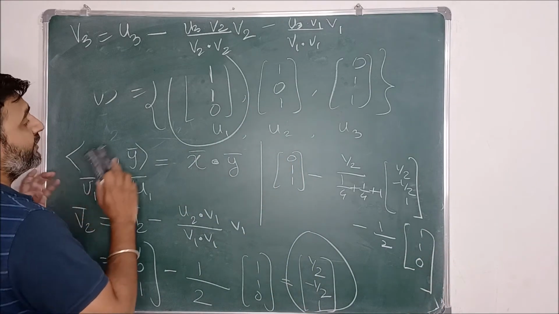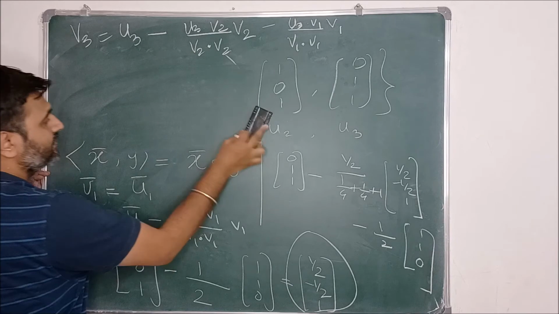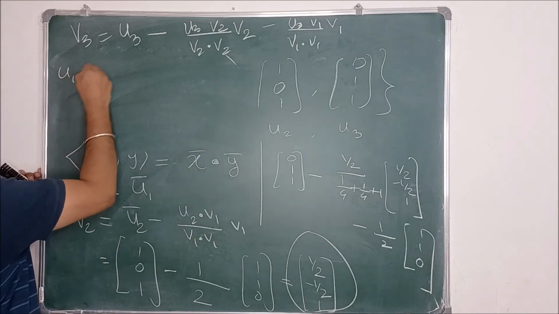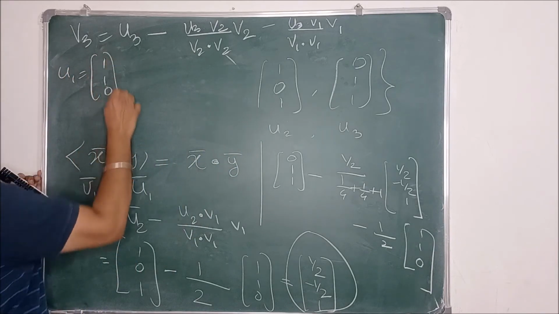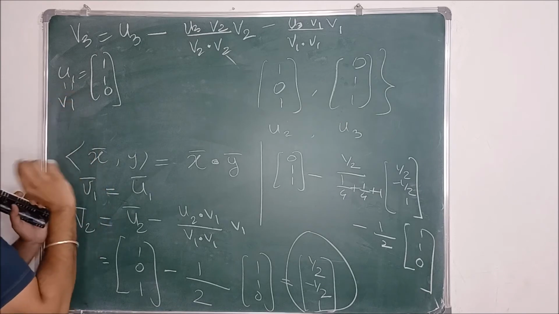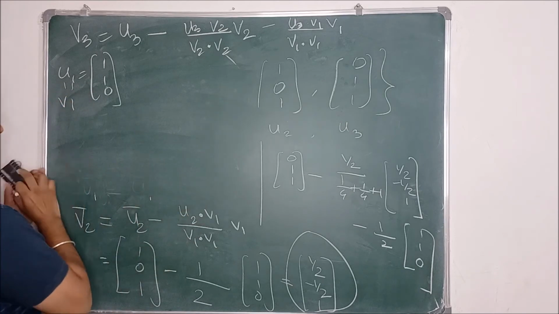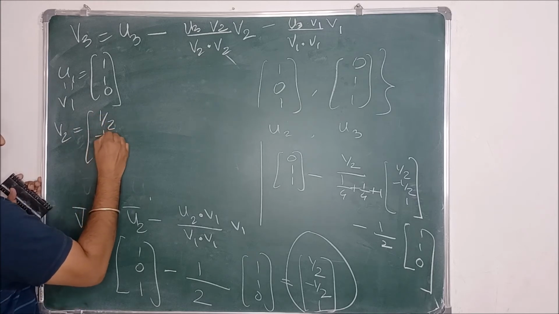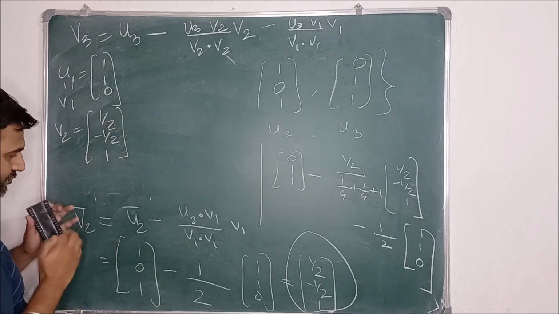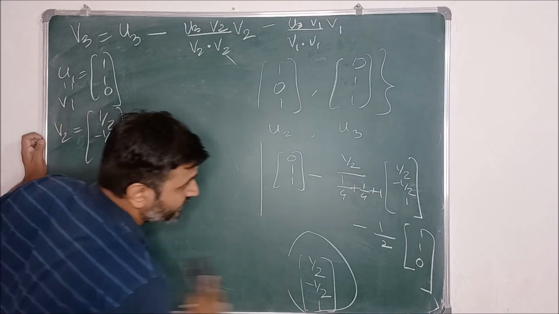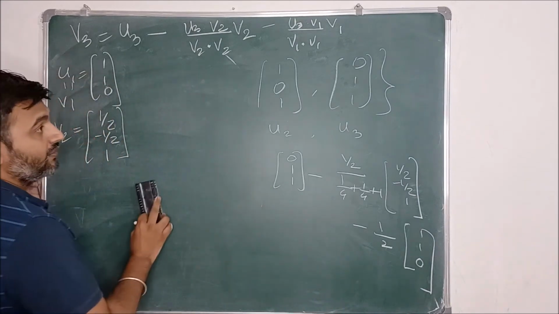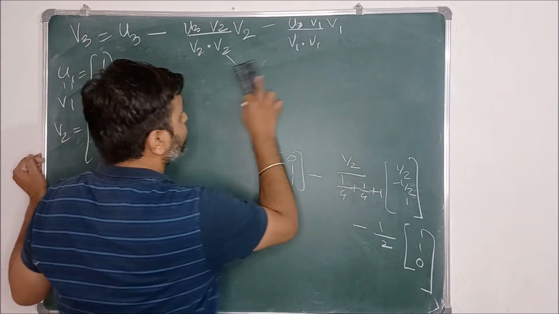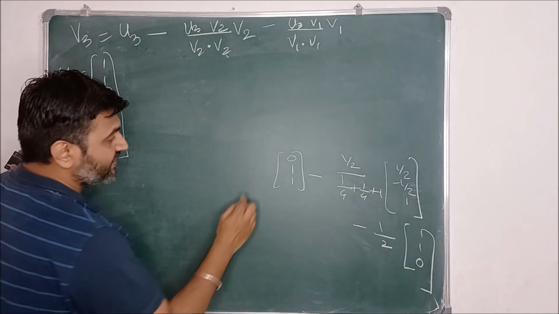Okay, so what I will need is u1. Let me write down here, u1 was 1 1 0, which is the same as v1, right? What was my v2? My v2 was half, minus half, and 1. Good, so I have written down v2, so I don't need this. I don't need even this. Okay, cool. So this is my v3.